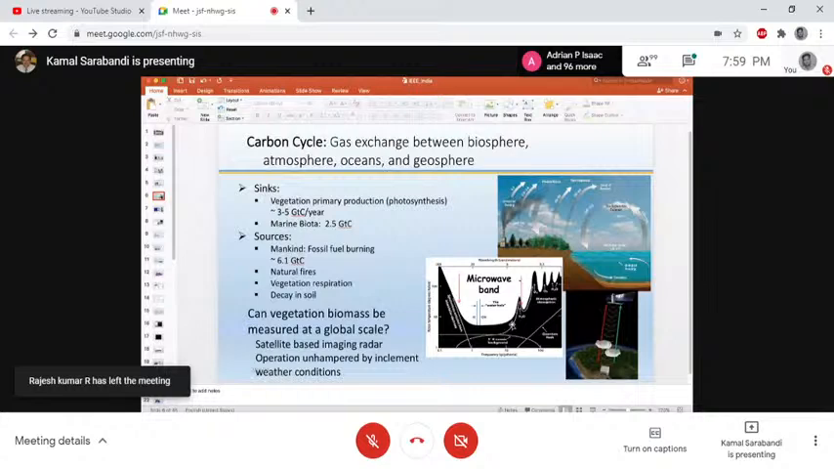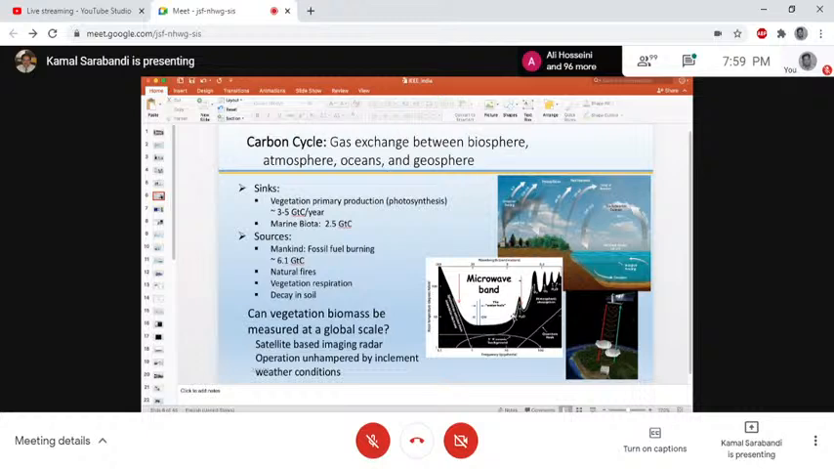So we said, okay, so this is a window. We can design radars in this band, and radars at this frequency to some extent can also penetrate through vegetation, and therefore they can probe the vegetation biomass.